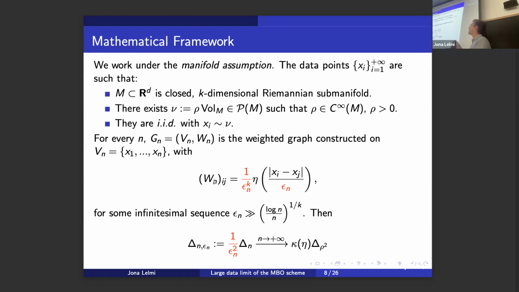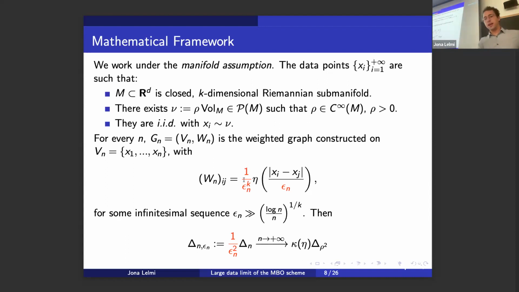And this is done because if you were not to rescale in this way, then in the limit you would have a totally connected graph, and so you would lose the local information. On the other hand, you have to have that epsilon n is sufficiently large compared to the number of data points, because otherwise the graph becomes disconnected, and that's also a problem.